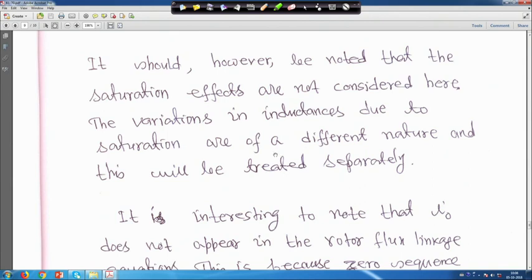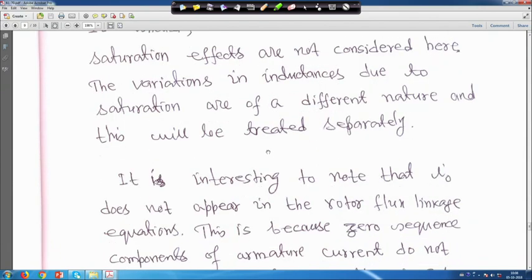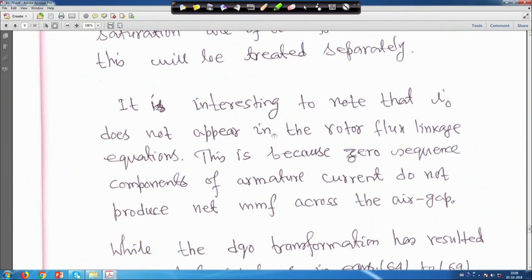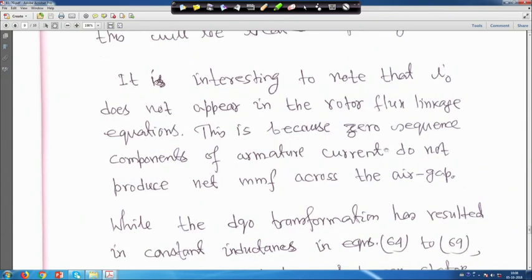So we will not consider that saturation effect here. It is interesting to note that I0 does not appear in the rotor flux linkage equation. This is true, we have seen it. This is because the zero sequence component of armature current does not produce a net MMF across the air gap.